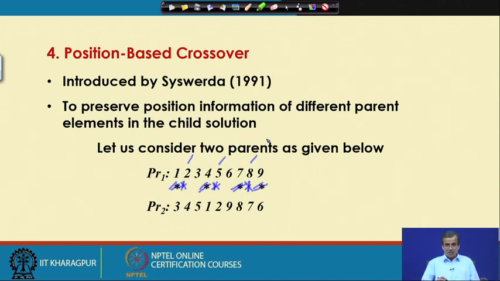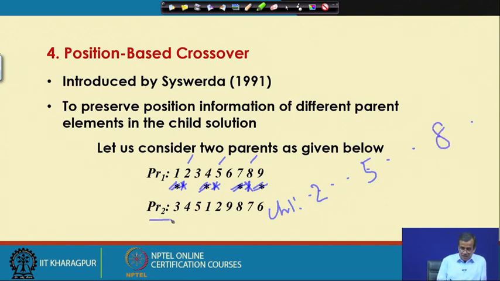Now, if I want to find out child 1, once again first I locate the 9 positions: 1, 2, 3, 4, 5, 6, 7, 8, 9. Second position I have got 2. So, let me put 2 here. The 5th position I have got 5. So, I have got 5 here, and the 8th position I have got 8. Okay.